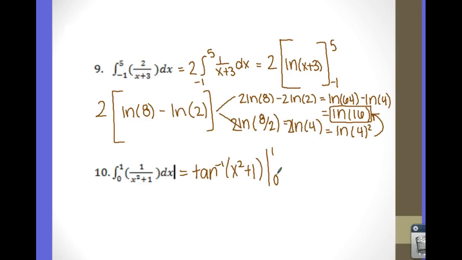Okay, so inverse tan of x squared plus 1 is 2. So when does the tangent on the unit circle equal 2? Never. It's root 2 over 2 divided by root 2 over 2.